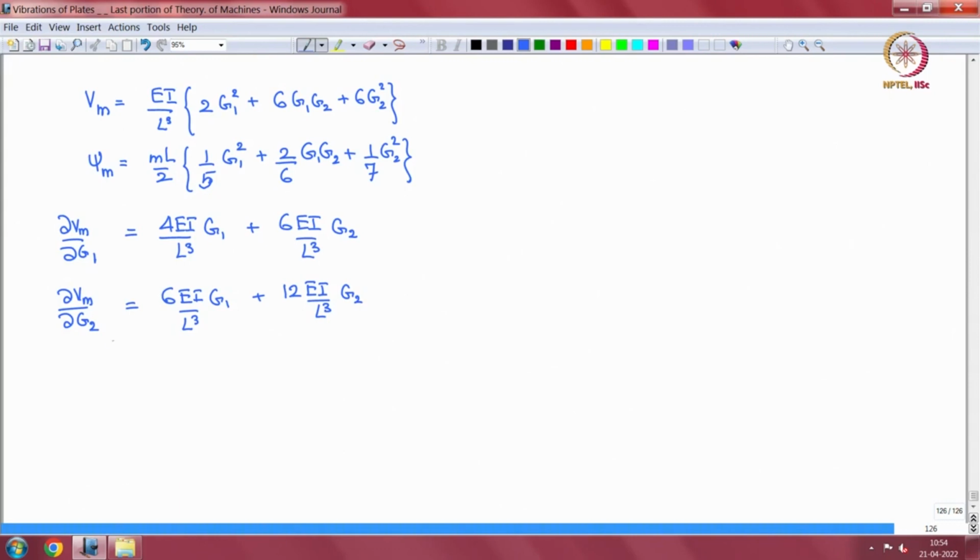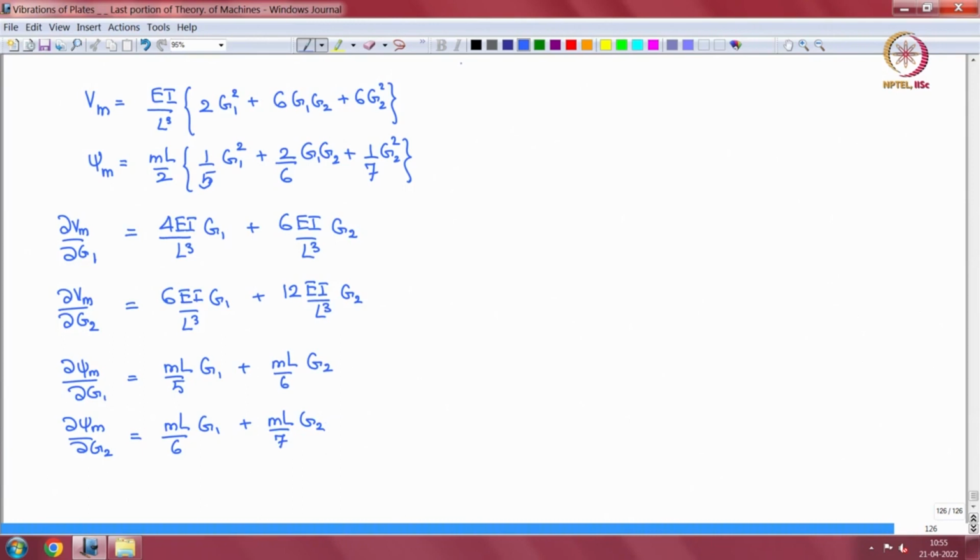Okay, and what about psi m? We get del psi m by del g1 is equal to ml by 5 g1 plus ml by 6 g2, and del psi m by del g2, sorry, is equal to ml by 6 g1 plus ml by 7 g2.